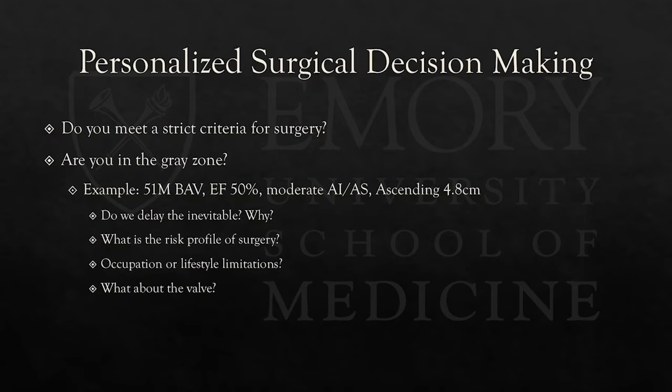He's got a 50% EF. He's got moderate AI/AS, so mixed disease. And he's got an ascending aorta of 4.8 centimeters. So by the book, this really doesn't necessarily meet criteria per se for valve replacement or ascending aortic operation.